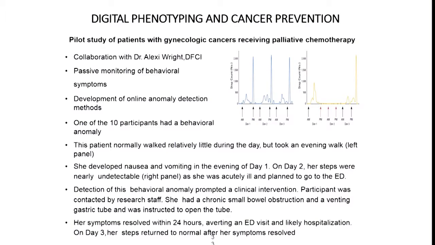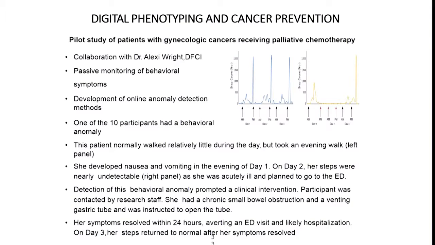This is a study that we did with Dr. Alexi Wright. She's based at the Dana-Farber Cancer Institute. This is a pilot study of 10 patients who have gynecologic cancers, and they're receiving palliative chemotherapy. What we're doing here, in this plot, is plotting their step count for 3 days. It's essentially randomly chosen 3 days.